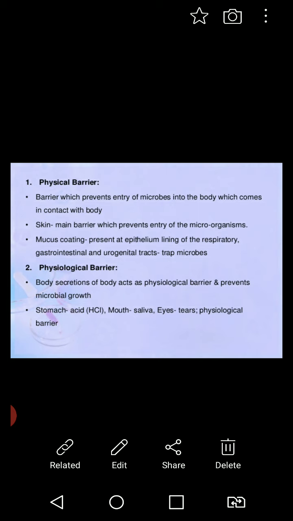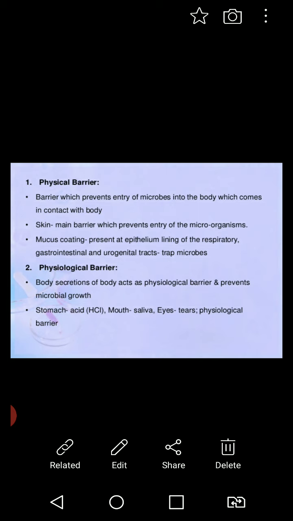Physical barriers. Actually, the skin is the first line of defense. Here, the skin in our body is the main barrier which prevents entry of microorganisms. In the physical barrier, which one acts as the main barrier? Skin. Next, the mucus coating of the epithelium.